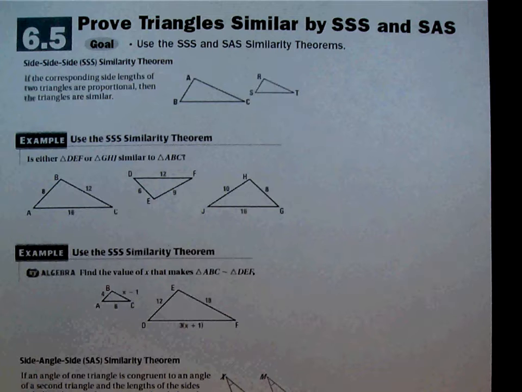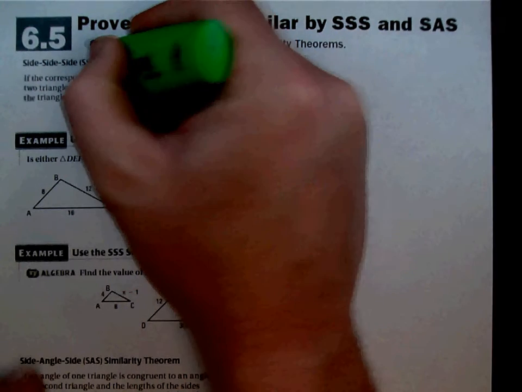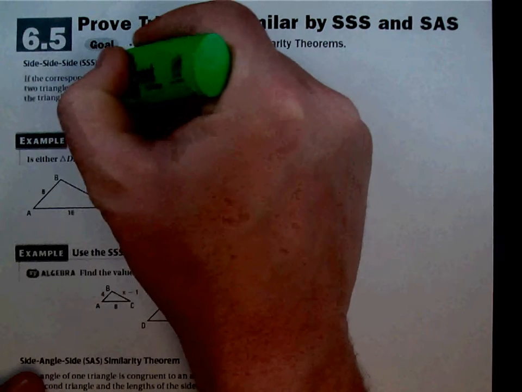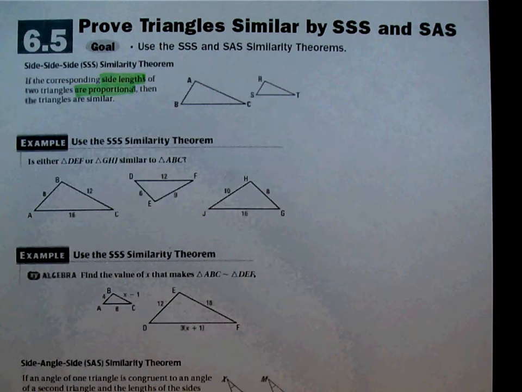I'm going to maybe highlight a couple of words in this sentence here. So if the corresponding side lengths are proportional, I know it says side lengths of two triangles, but side lengths are proportional, then the triangles are similar. So it has nothing to do with angles, simply the sides.